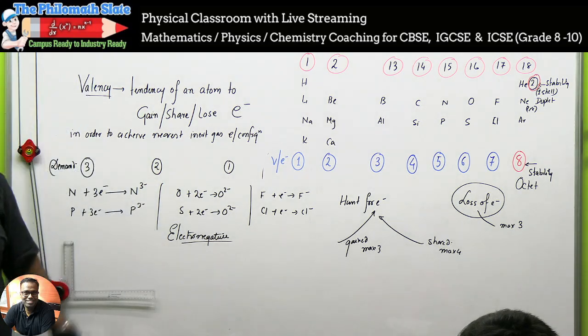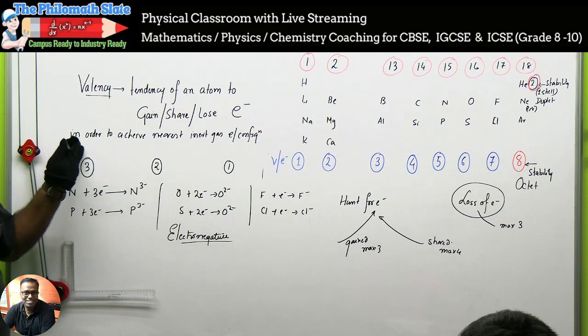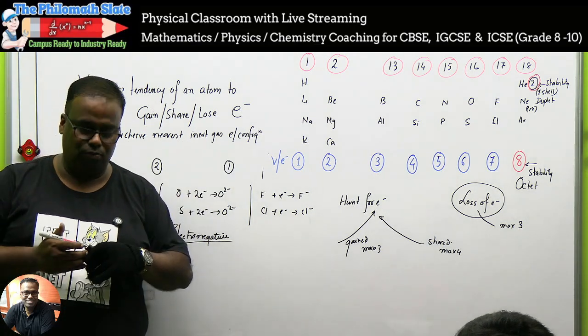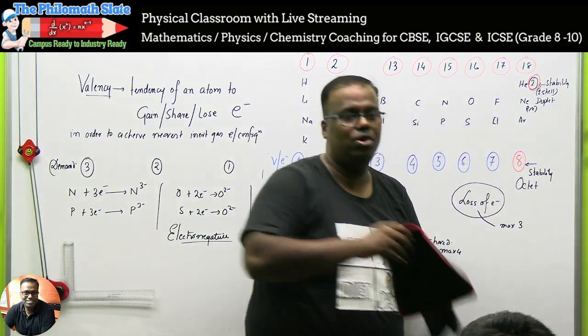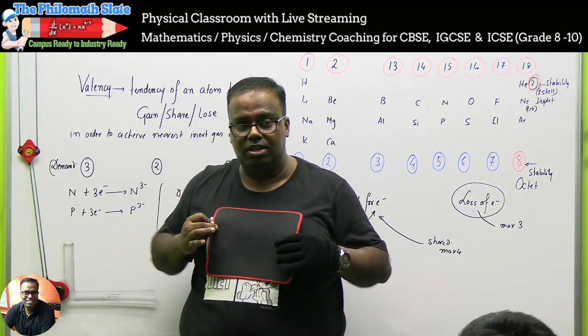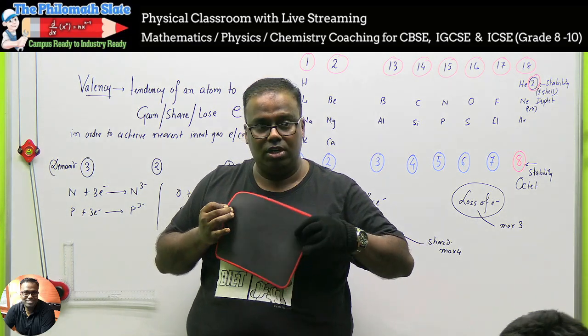But this is getting video recorded. You can write at home. Please keep your eyes with me. In order to achieve the nearest electron configuration, right? This is the periodic table. Sodium is here, and sodium should have become what? Neon.